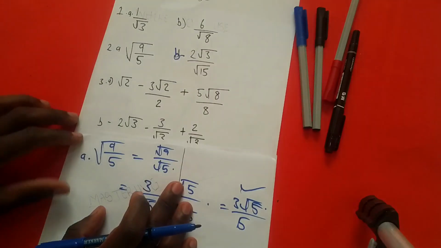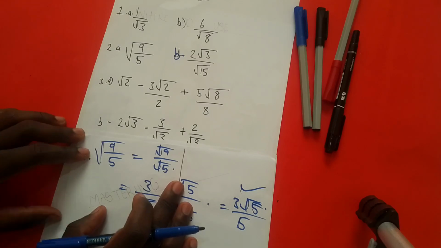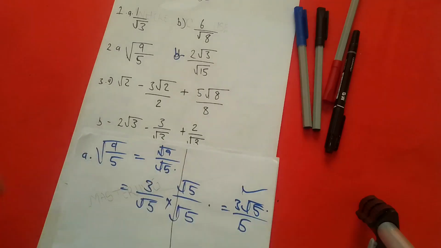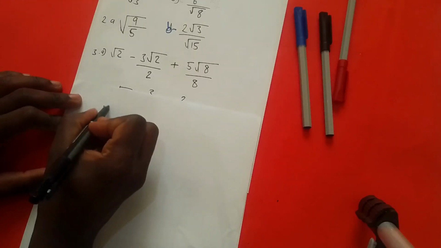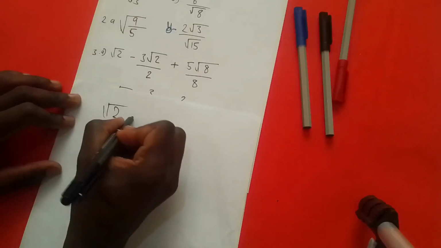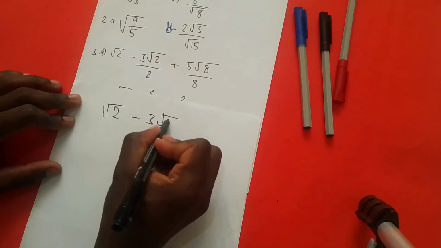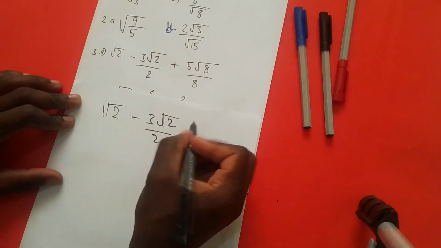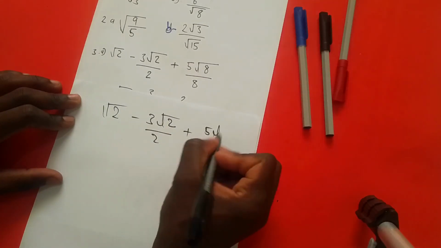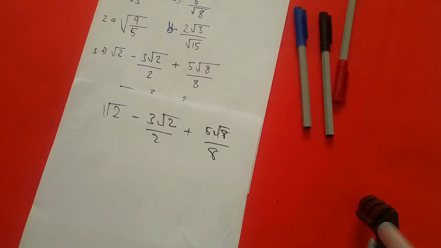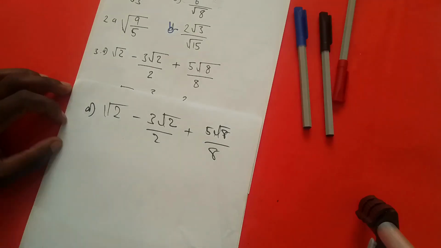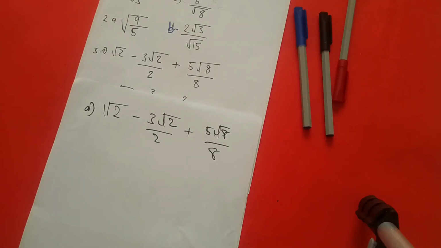So we are moving on to question 3 now. Question 3 is quite a difficult one, so I want you to pay very close attention. Question 3A is saying root 2 minus 3 root 2 over 2 plus 5 root 8 over 8, right? So that's question number 3A. We want to simplify this expression.